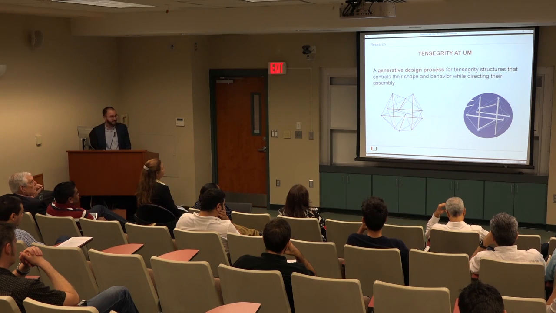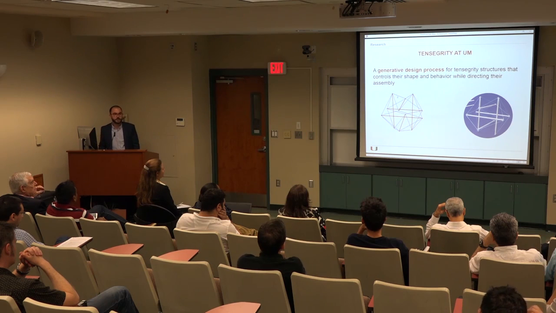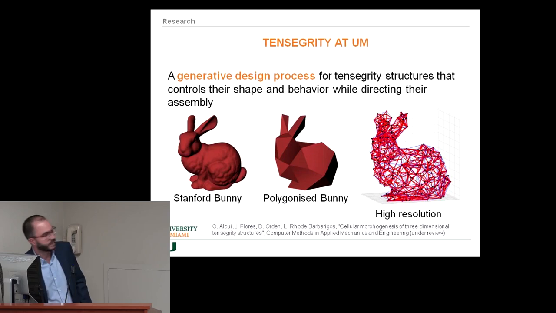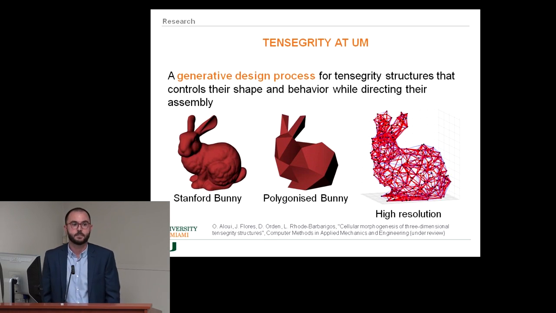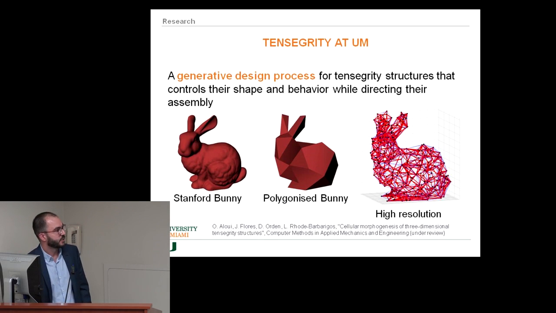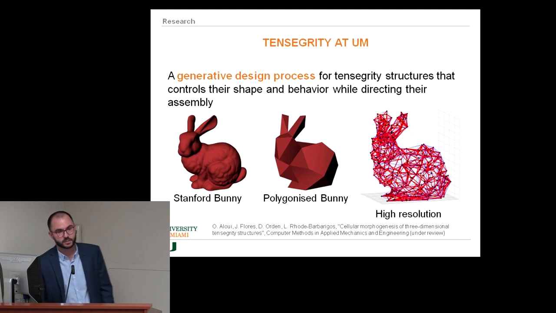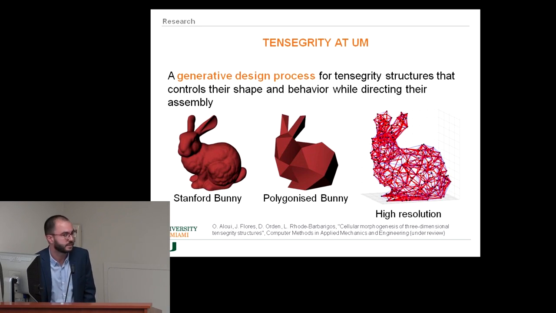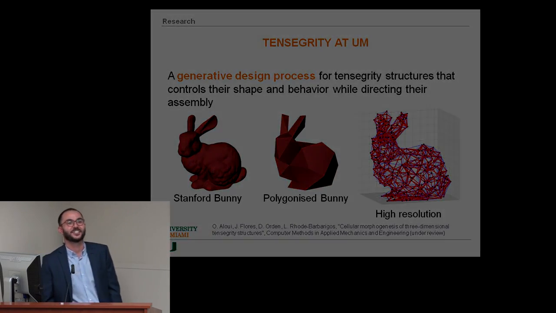This is pretty basic, but when you're using a method, you also have to show that you can do interesting and more complicated stuff. So we came up with the Stanford bunny, which is a benchmark problem in computer graphics. We polygonized the bunny, and we did different resolutions of the tensegrity. This is class 1, so the bars are not touching, but we also did some other versions of it. This is another low resolution version, and of course something that I will ask my students to build, the high resolution.